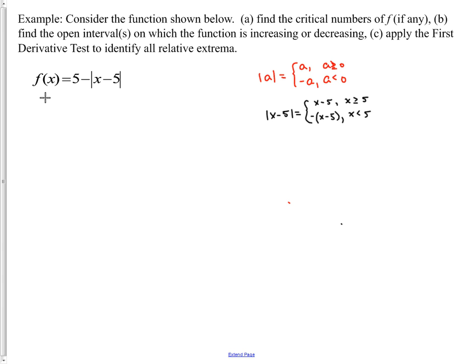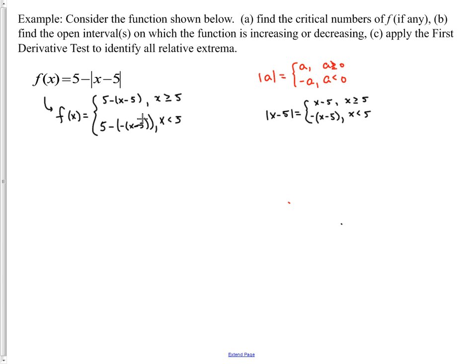So in fact, what we're going to find is that f of x is a piecewise function that can be divided up into two pieces. The first piece being 5 minus the quantity x minus 5 whenever x is greater than or equal to 5, and we can make it 5 minus the quantity negative of x minus 5 whenever x is less than 5.